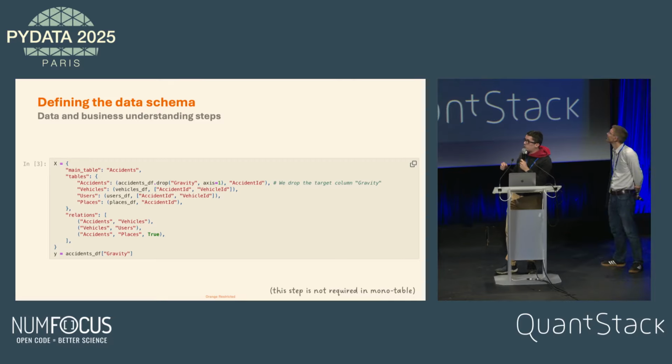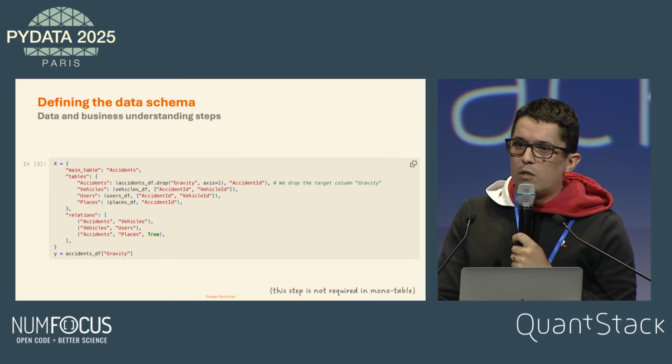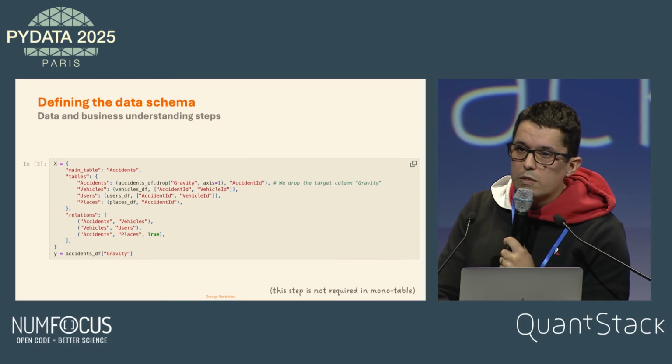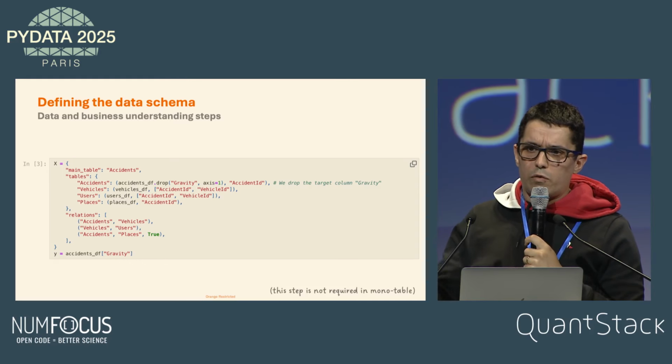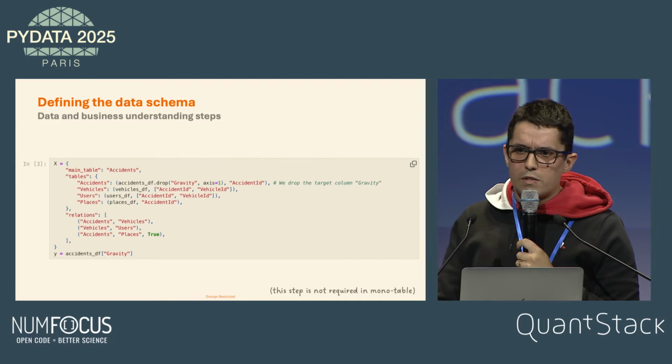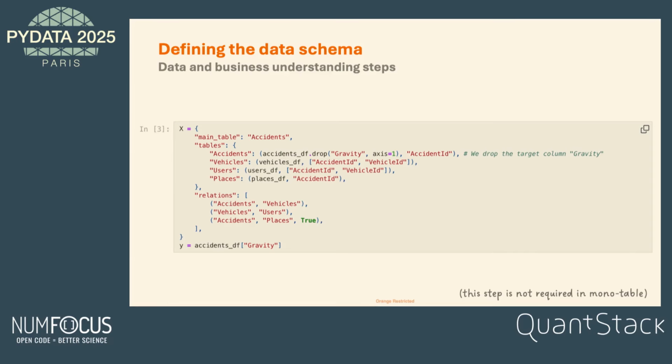So you have to specify the data schema, let's say. In that case, we say, okay, the main table is the list of the accidents. And we have other tables: vehicles, users, and places. And after, we just set the links we have between the tables, the relations. And that's it.